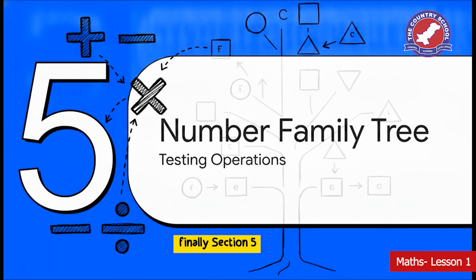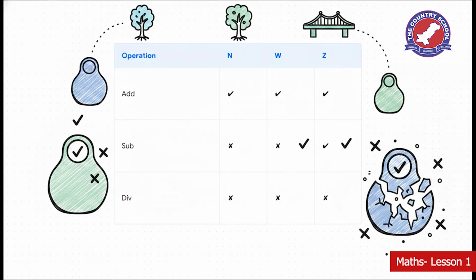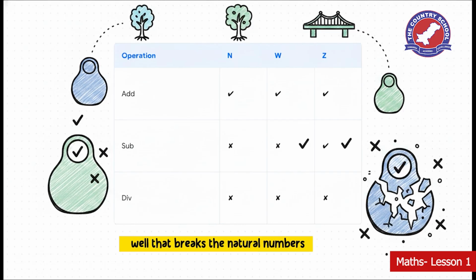Finally, section 5, the number family tree. Let's test these operations. So let's step back and see how this all builds together. Our mathematical journey has acted sort of like a set of Russian nesting dolls. Let's walk through some basic operations. Addition, like 6 plus 2, works beautifully across all three sets, natural, whole, and integer. But subtraction, like 3 minus 7, well, that breaks the natural numbers. It breaks the whole numbers. It only works once we invent the integers.